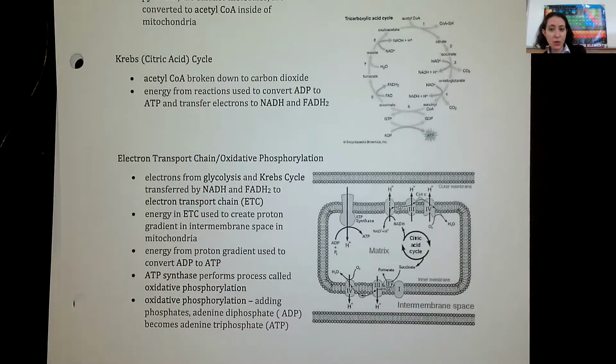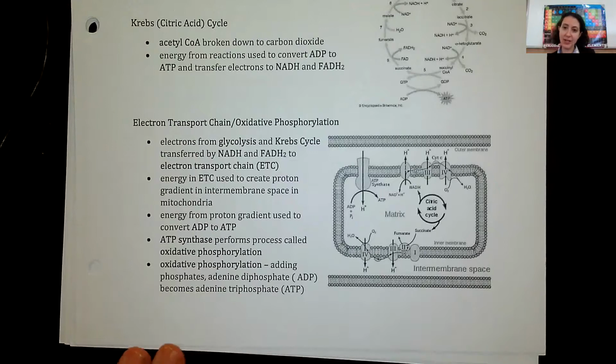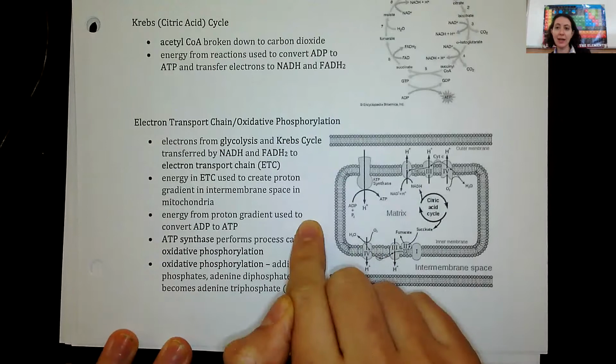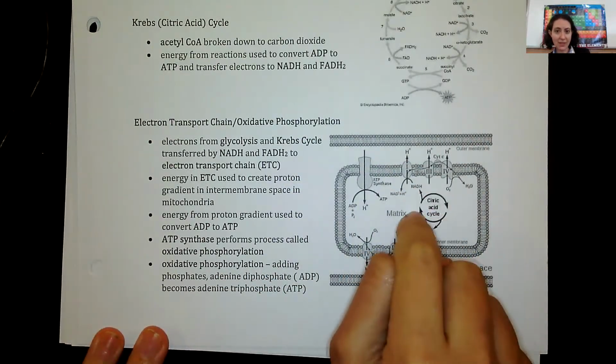Okay, so here's another great picture. This is again of a mitochondria. This is the space in between the 2 membranes. This is the inside. It's a bit simplified, but it does the trick. So the citric acid cycle happens in here.